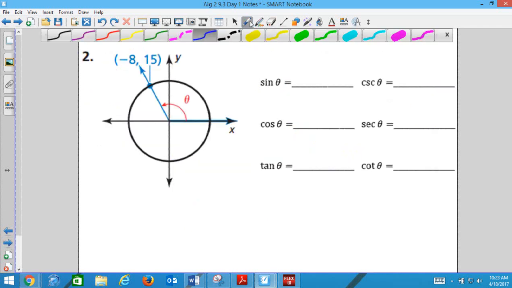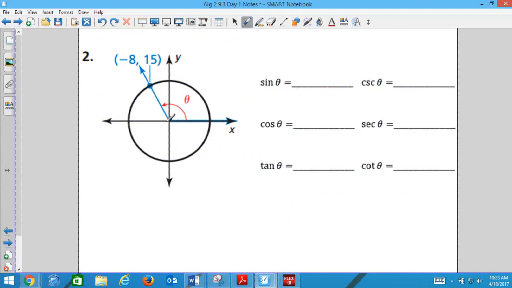Okay, next one. We've got x is negative 8, y is 15. Remember, this is a triple. So what is r? 17. So that is a triple. We spent a day on triples hoping that you'd remember some of them and save you some time. Otherwise, Pythagorean theorem.